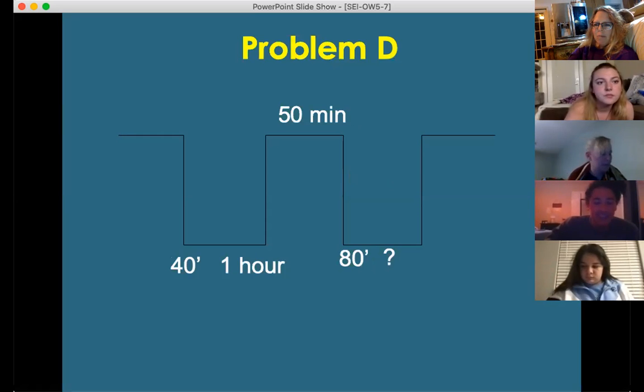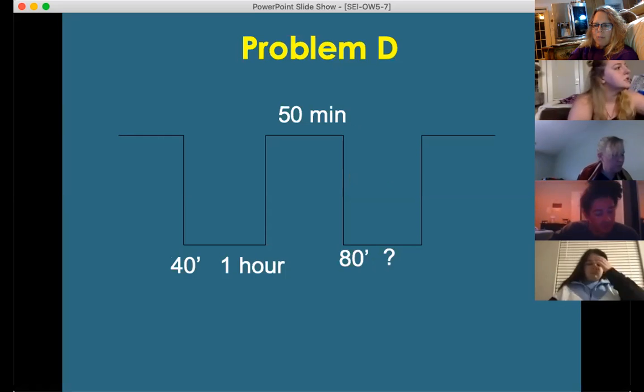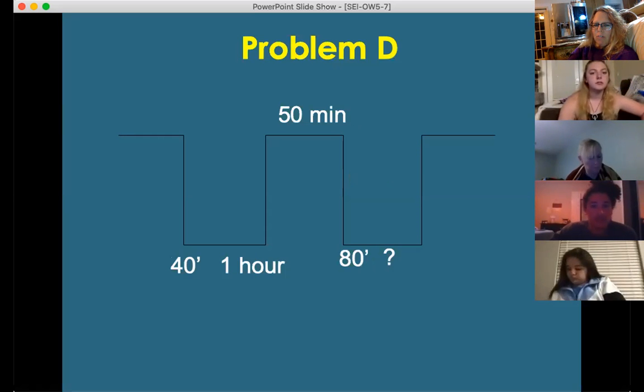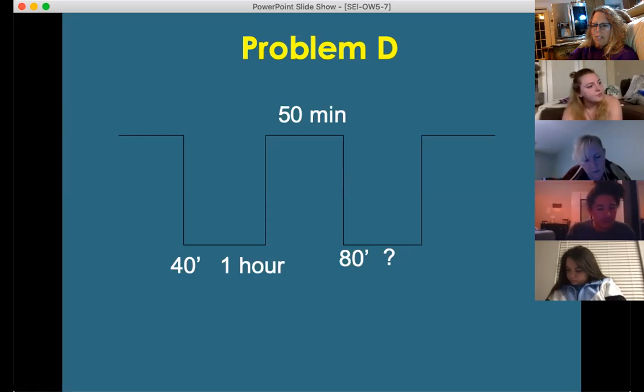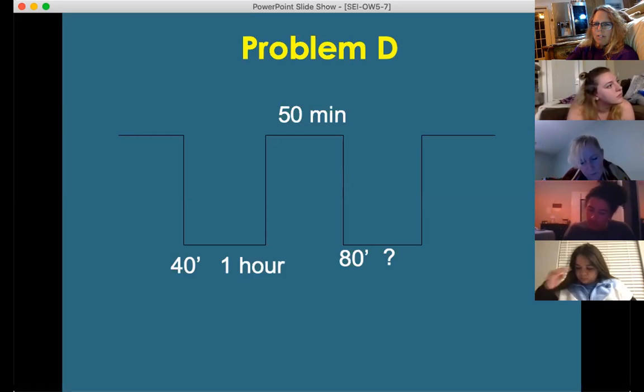I'm going to have them write it down while we swap our screen sharing. So 40 for 1 hour is the first part. Surface interval 50 minutes. Second dive, we want to go to 80 feet. How long can we stay? Again, 40 feet for an hour. 50 surface interval. Next dive, 80 feet. How long can we stay? And whenever you're ready, Maureen, as you guys have that written down?